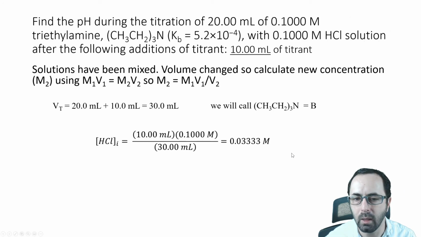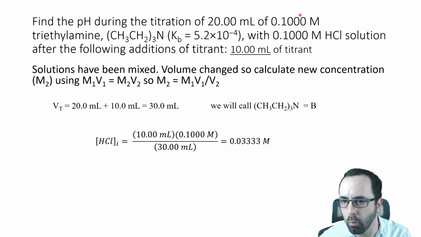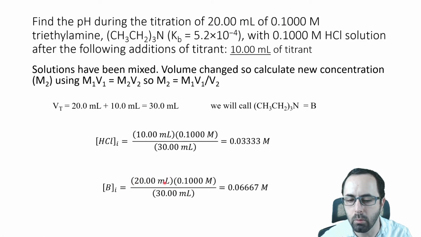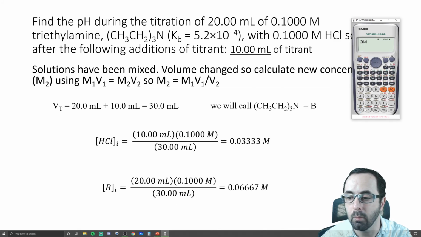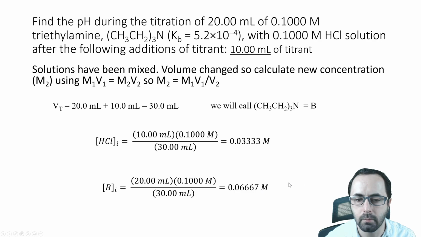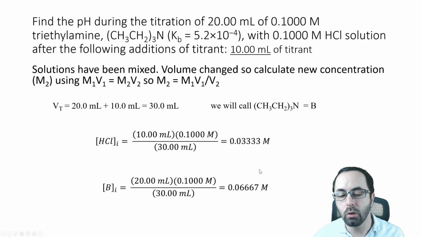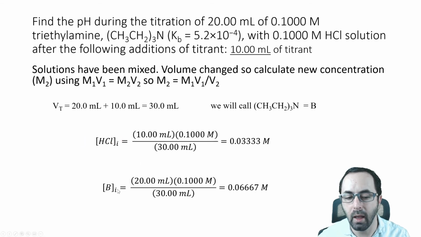Okay, and then for the weak base, its initial molarity is 0.1 molar, but its initial volume is 20 milliliters. So on top, we have 20 milliliters for volume 1. We have 0.1 molar for molarity 1 for the base. And its final volume is the total volume, 30 milliliters. So here we have 20 times 0.1 divided by 30. And we get 0.66666, and to 4 sig figs, I've rounded the last one to 7 here. Okay. And so now we've got our initial concentrations for the HCl, the strong acid, and the weak base.